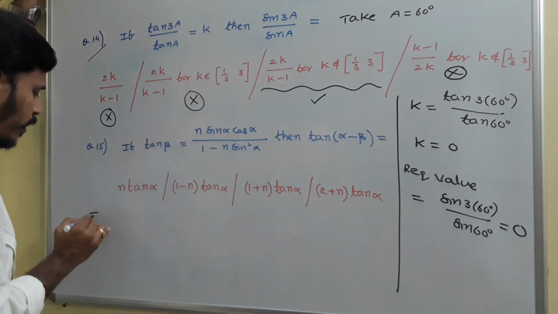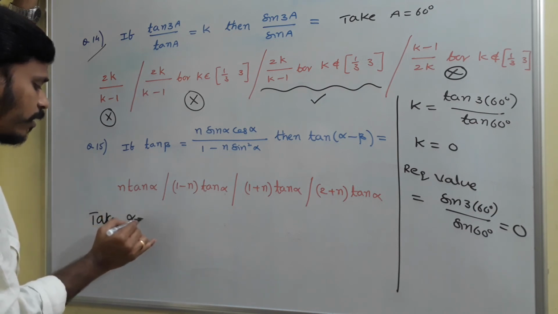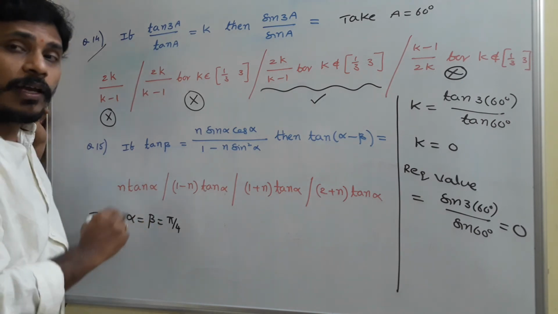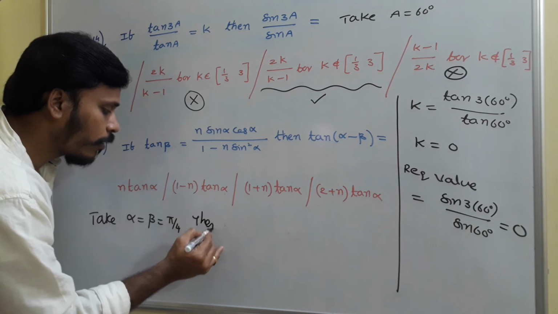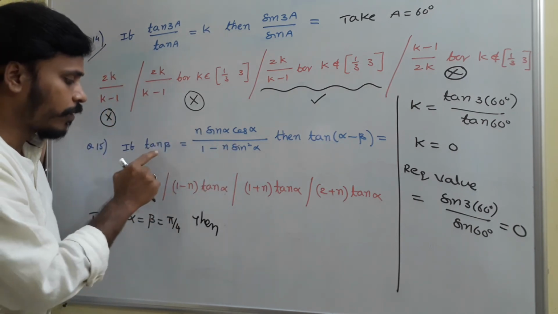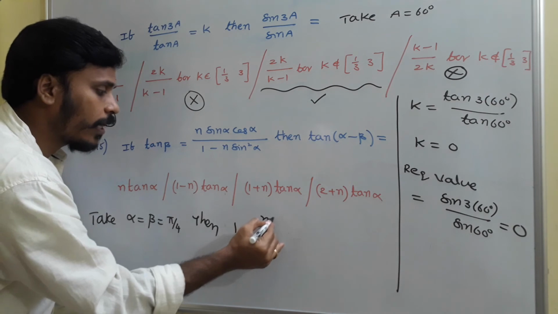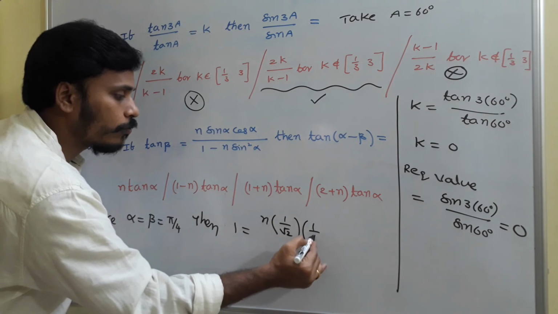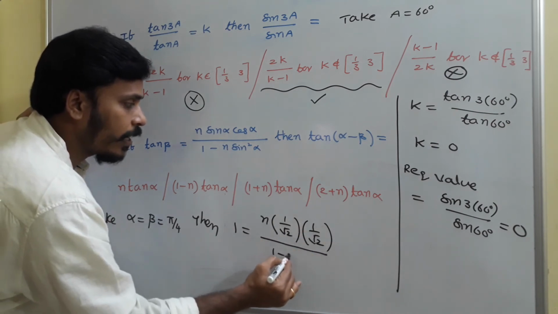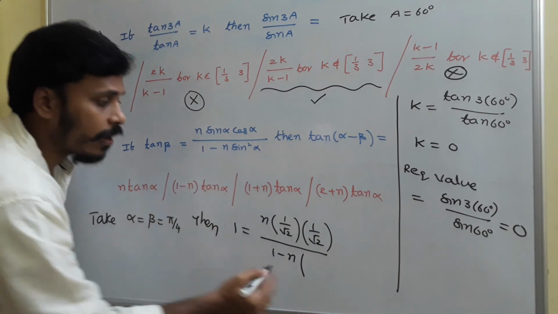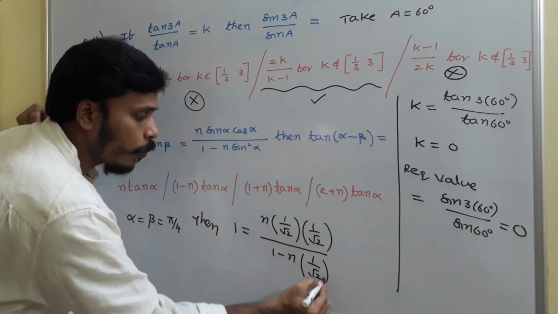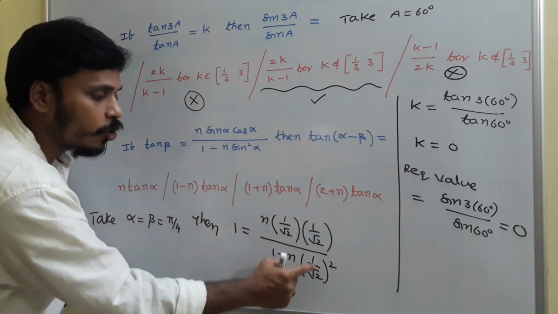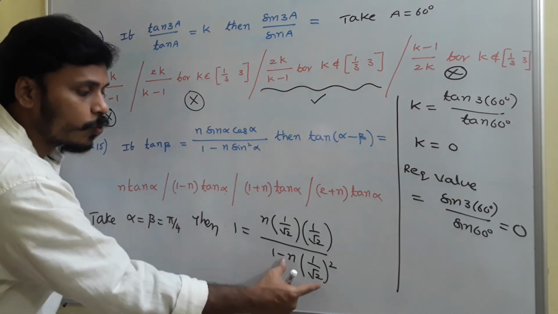And that's why I will take alpha equal to beta equal to pi by 4, which means 45 degrees. If alpha is equal to beta is equal to pi by 4, then replace in the given relation. First, tan pi by 4 is 1, equal to n into sin alpha, which is 1 by root 2, cos alpha is again 1 by root 2, divided by 1 minus n into sin square alpha. Sin alpha is 1 by root 2 and its square is 1 by root 2 square. See, n into 1 by root 2 into 1 by root 2 is n by 2. N into 1 by root 2 square is again 1 by 2. This is 1 minus n by 2.